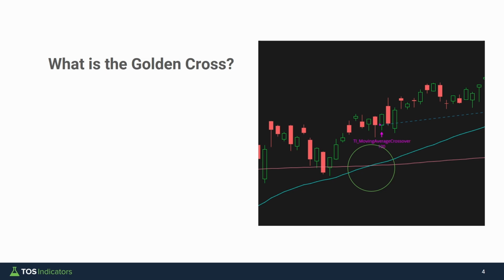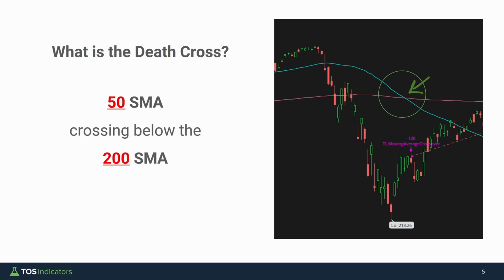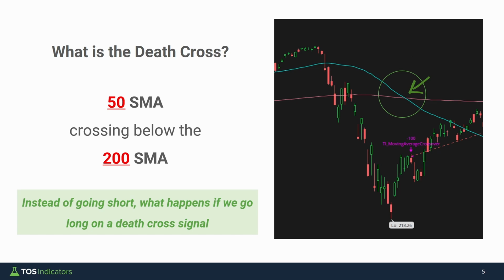Now, a quick recap for those of you that are unfamiliar. The golden cross is when the 50 period simple crosses above the 200 period simple. And the death cross is the exact opposite, when the 50 period simple crosses below the 200 period simple. Now, typically, people are using this for the short side entry, but with the backtest tweaks that we make, we're going to check what happens if we go long instead on a death cross signal and compare the two backtest results side by side.